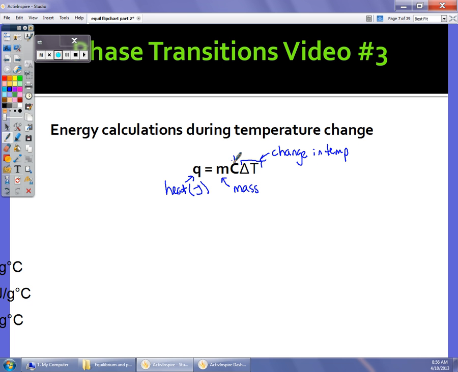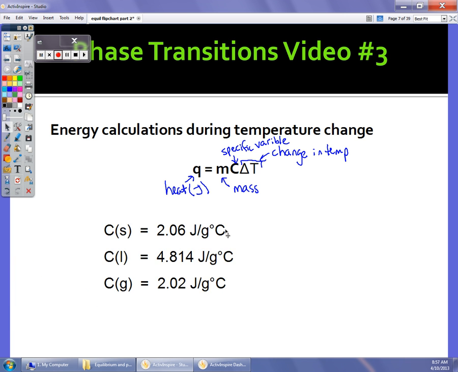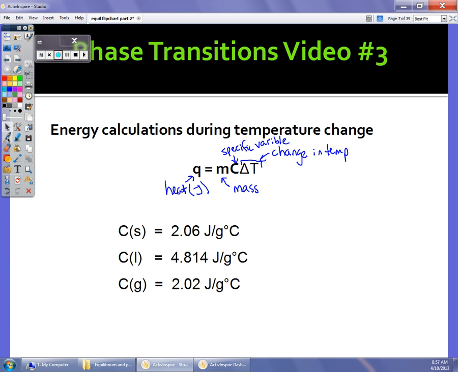And C is the specific heat. Specific heat is a variable that is given for each different type of substance. For example, for water, specific heats are as follows. As you can see, there's one for liquid, which is 4.184 joules per gram degree Celsius. There's a separate one for solid and a separate one for gas, which means a different amount of energy is required to make the temperature go up for 1 gram and 1 degree Celsius.